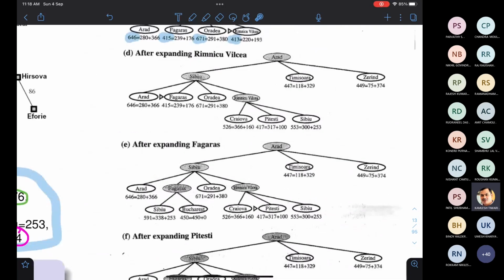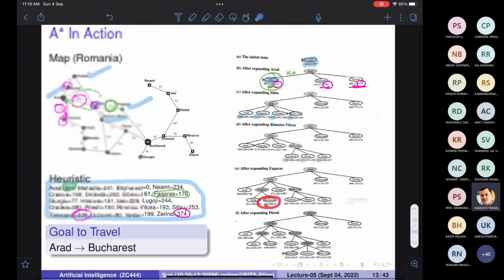Once again, the algorithm says the values are 526, 417, 553. These are the earlier values. You see that 415 was here and it is lesser than any of these values. So now again it was expanded, but now you would expand this particular part. It is going to expand. It finds Cebu and Bucharest, and since Bucharest has been explored, you are going to stop at this particular moment.